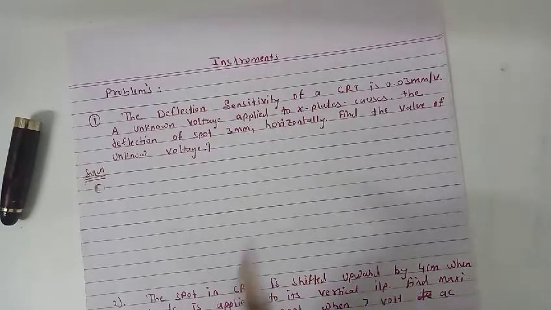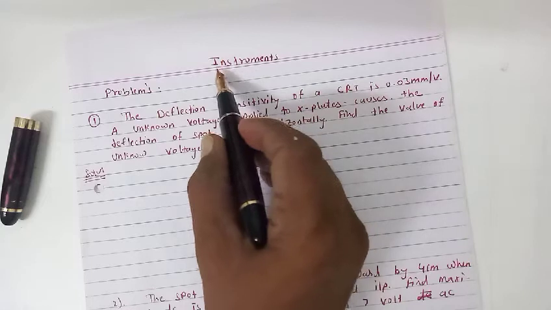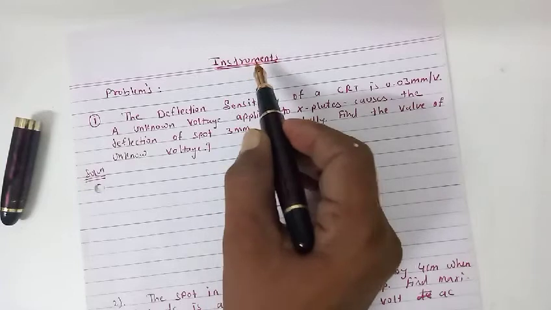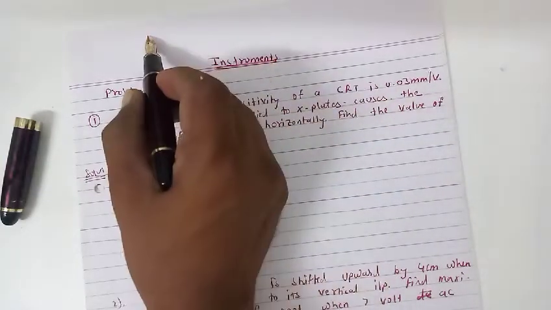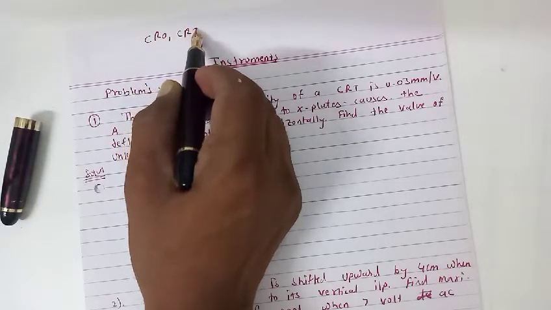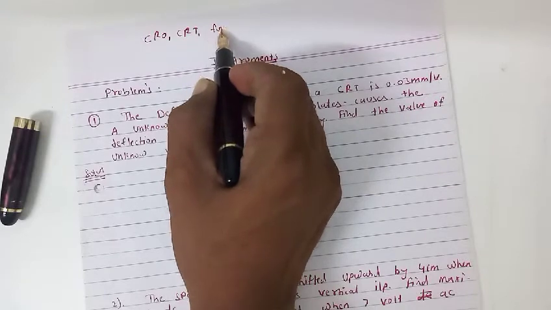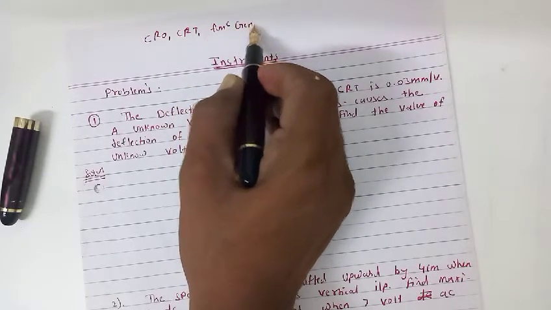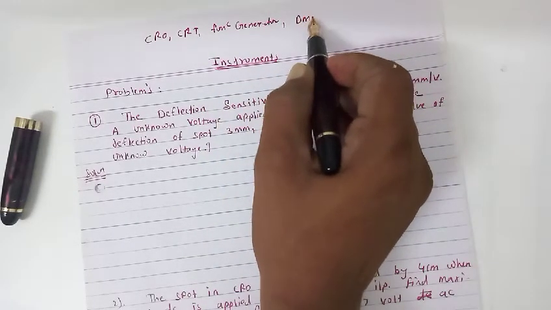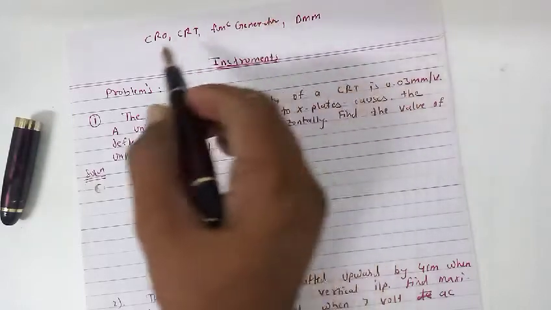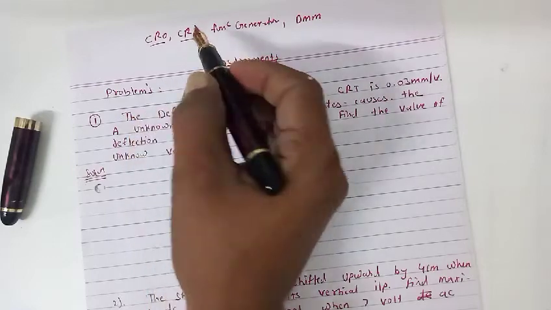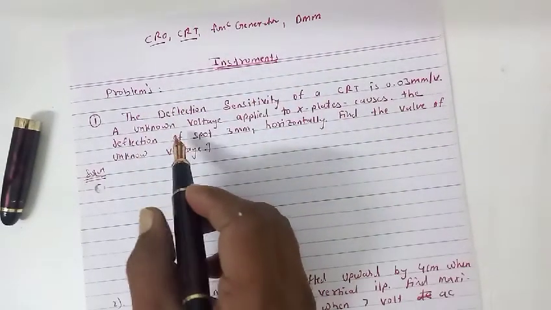Hello students. Today we are going to start the problems related to the first topic of the instrumentation paper number 1. As we have studied the CRO, the function of the CRT, the function generator, and the DMM, digital multimeter, these are the problems related to the CRO and the CRT. So we are going to start the first problem.